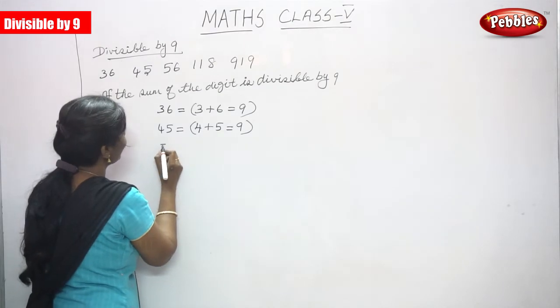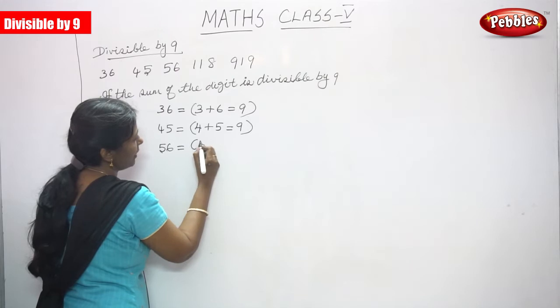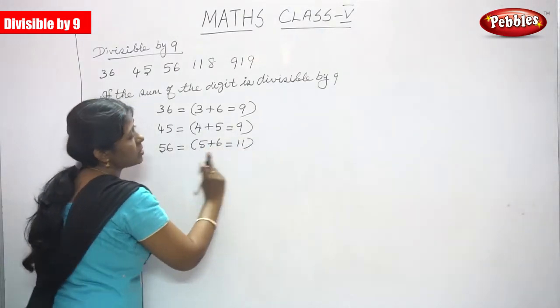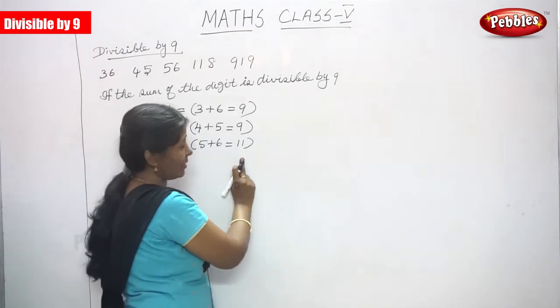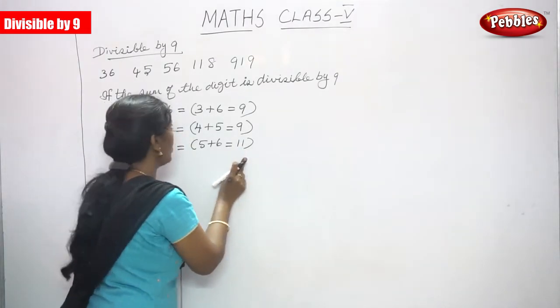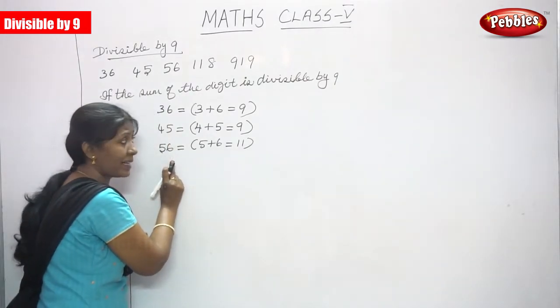Next is 56. That is 5 and 6. Sum of the digits, 5 plus 6. So you get 11. 5 plus 6 is equal to what? 11. So 11 is not divisible by 9. So the given number 56 is also not divisible by 9.